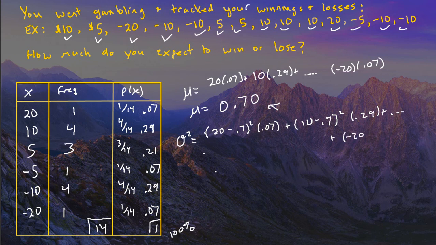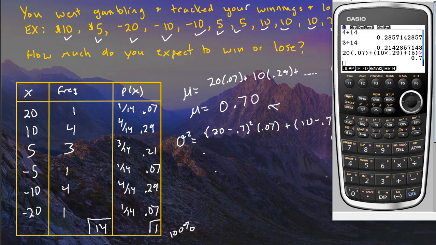Minus 0.7 squared times 0.07. So I actually will type all of this in so we can see what happens here. So I'm going to actually decide to put in my probability first. It doesn't matter the order that I do it. So the probability that I get a 20 is 7%. So 20 minus 0.7 squared. Now that 0.7 is 70 cents because of the context of the problem. And don't forget to be squaring for your variances.